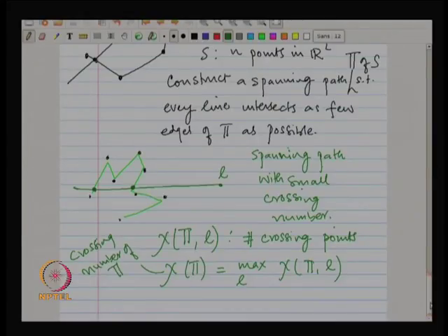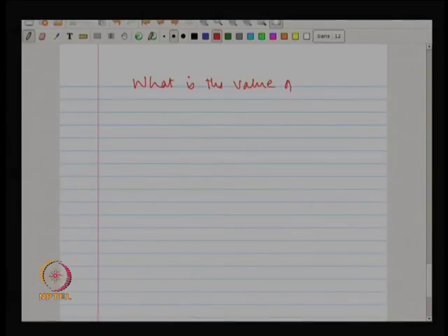Now what you want to do is, given a set of points S, construct a path that minimizes this quantity. So the maximum number of lines you cross. So the question you ask is, how large will chi of S be? So the question you want to ask is, what is the value? So does anyone want to make a guess?